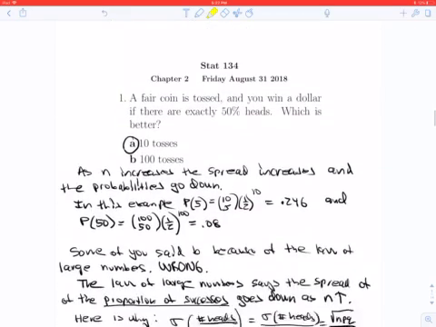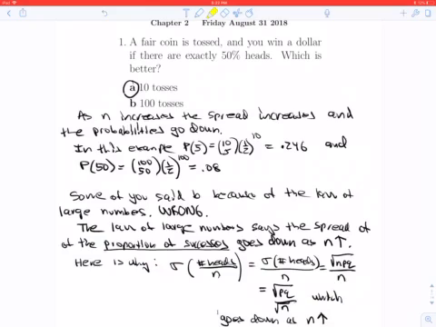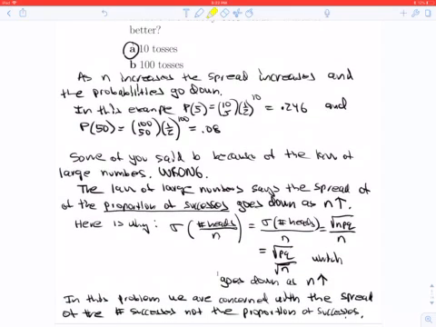So then we did a concept test. A fair coin is tossed and you win $1 if there's exactly 50% heads. Which is better, 10 tosses or 100 tosses? So the answer is A, because as n increases, the spread increases and the probabilities go down. So for example, the probability of 5 is actually 0.246, and the probability of 50 is 0.08.